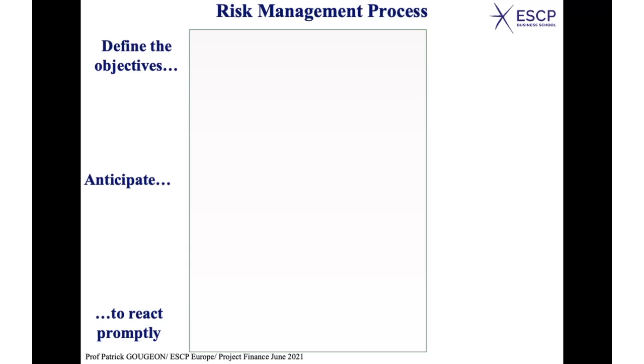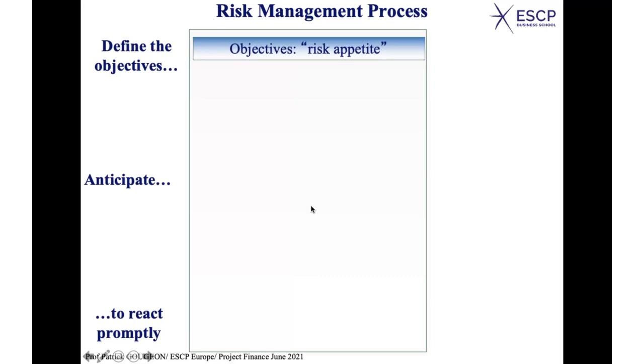So first of all, you have to define your objectives. When I talk about objectives as far as risk management is concerned, the idea is to define your risk appetite. That is the expression which is used. In other words, what is the quantity of risk you are ready to accept? What is acceptable? In project finance, since you have a lot of debt, the risk appetite is not high, because lenders want to make sure they would get their money back.